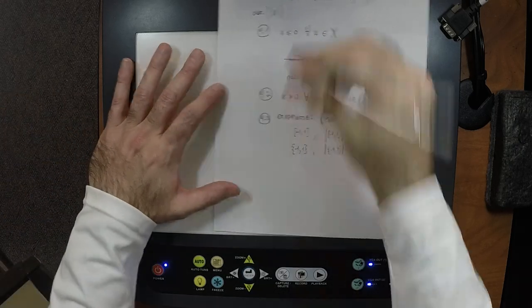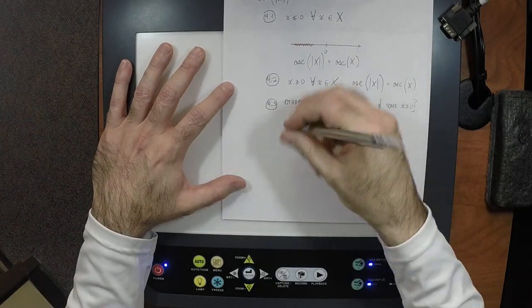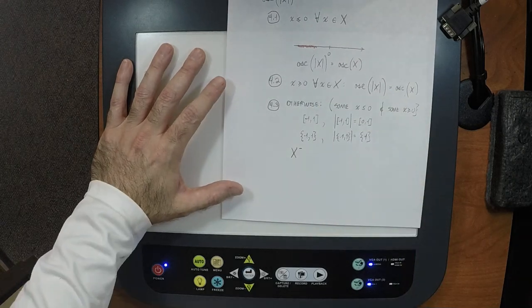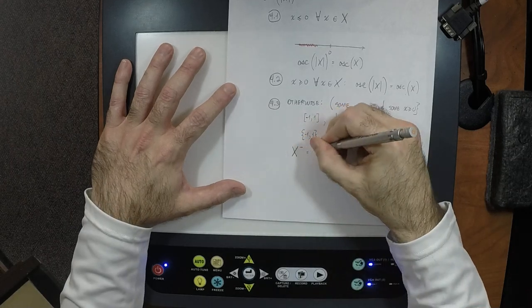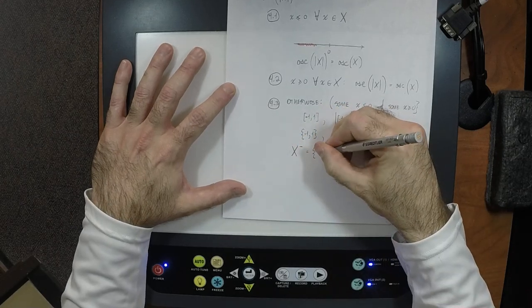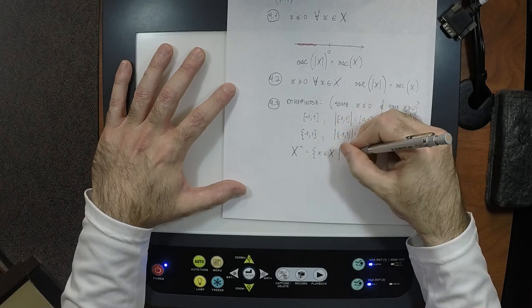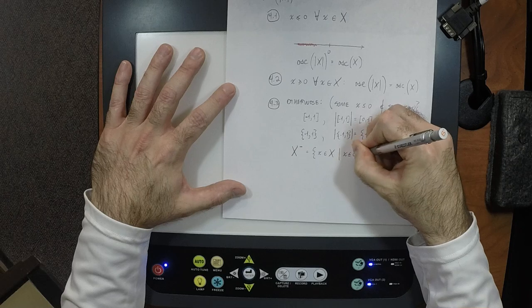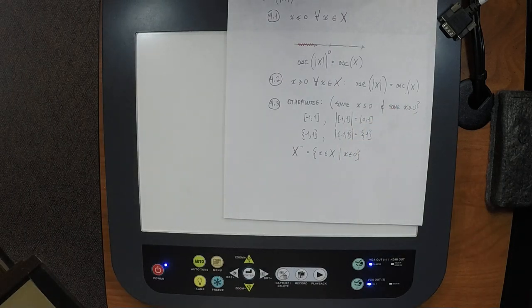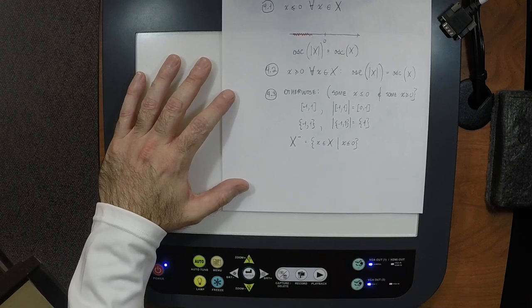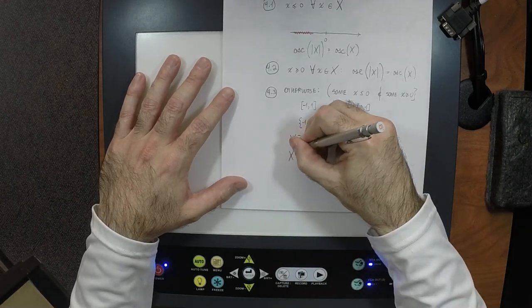Okay, well, let's make a definition. For a set X, let's define X with superscript negative. This is the set of all x in X such that x is less or equal to 0. So what does this mean? This is the part of X which is, if you like, on the left side. So what am I going to define immediately after this? Yeah, and I'll denote it as this.